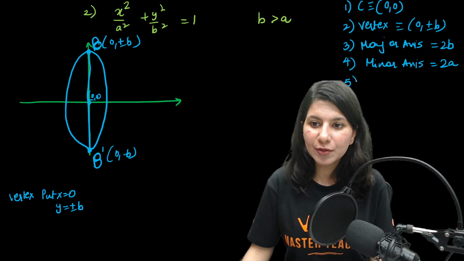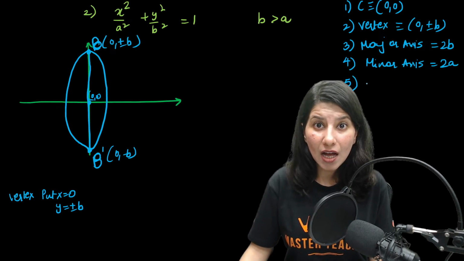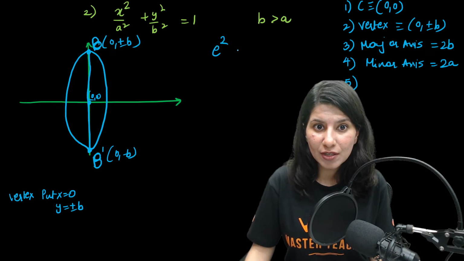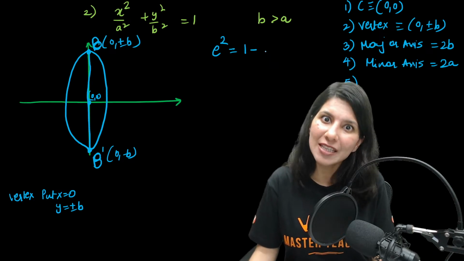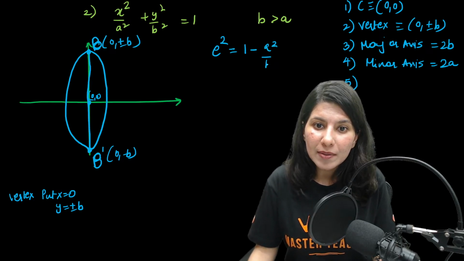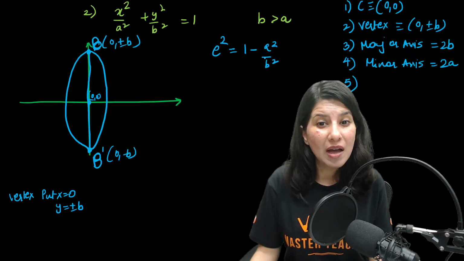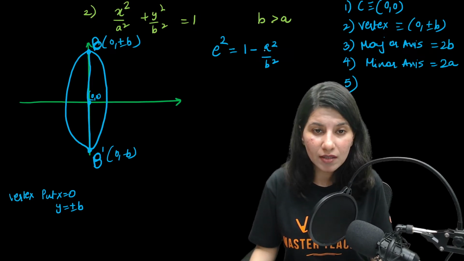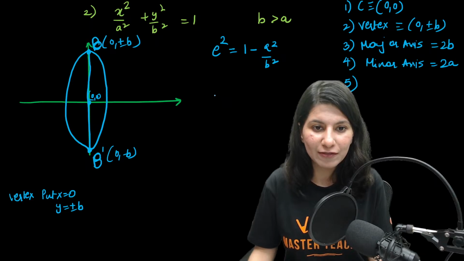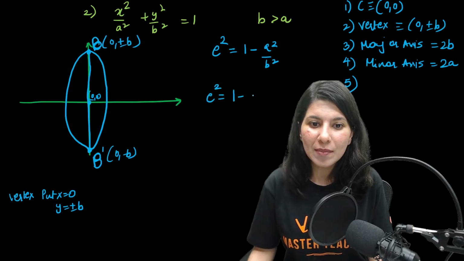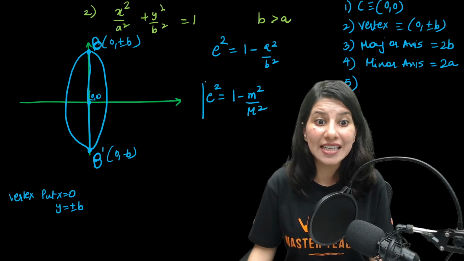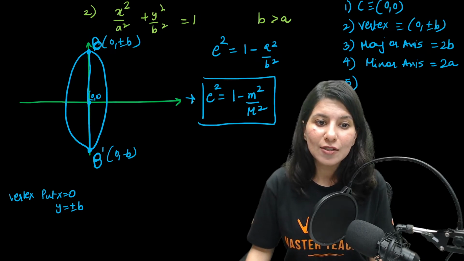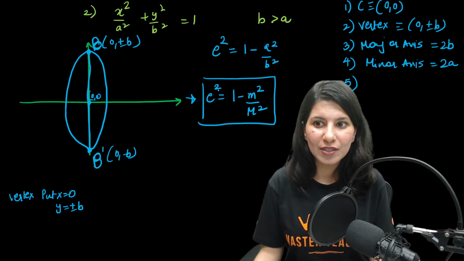Fifth point, eccentricity now. See, eccentricity has a general formula. E square is equal to 1 minus B square by A square, but this time A square by B square. But now you'll be confused that, ma'am, we don't understand, you are interchanging A and B. So I have a simple formula for you. E square is equal to 1 minus smaller value square upon bigger value square. Always, in case of an ellipse. You can just remember this universal formula.